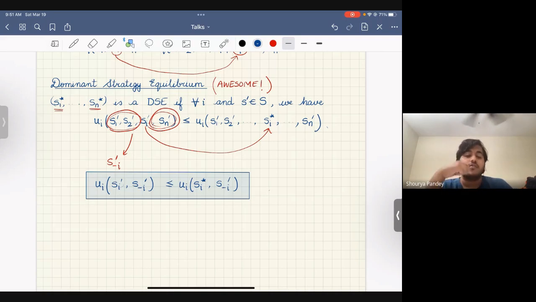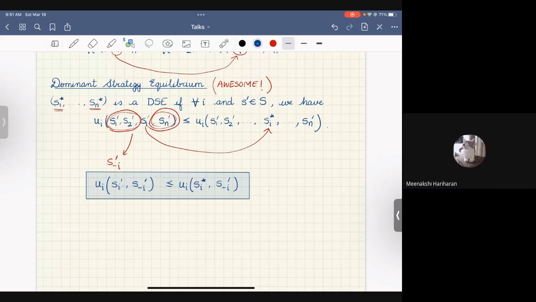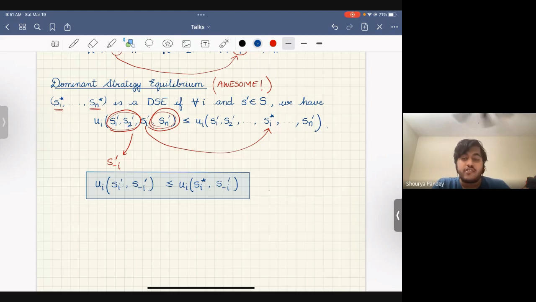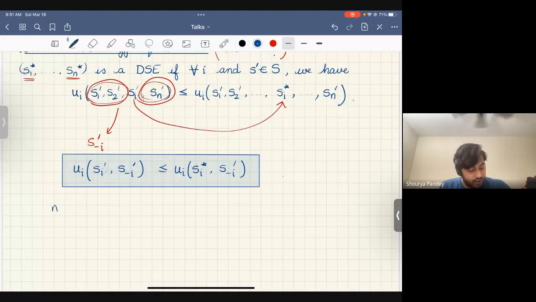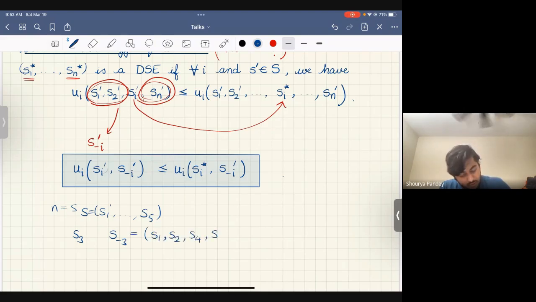Does this make sense? Let me know. I still didn't get what S minus i prime is. Oh, it's just the strategy vector of the other players. I don't want to keep writing S1 prime dot dot dot Sn prime again, so it's just convenient notation. For example, if n is 5 and S equals S1 up to S5, then S3 is the strategy of the third player and S minus 3 is the other four strategies. Oh, okay, just the strategies of the others.